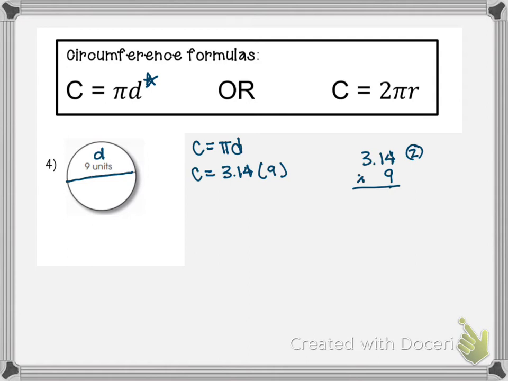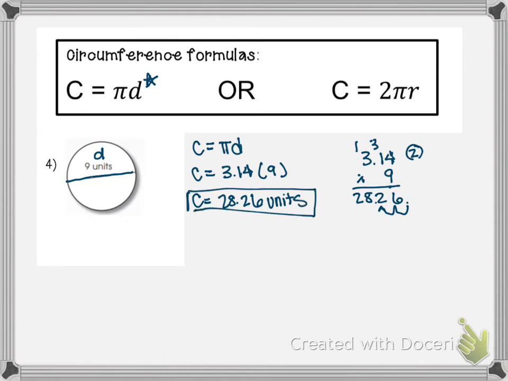9 times 4 is 36. 9 times 1 is 9, plus 3 is 12. And then we have 9 times 3, which is 27, plus 1 is 28. Two numbers to the right of the decimal, so we move our decimal back in 2 times, and we get that our circumference is 28.26 units.